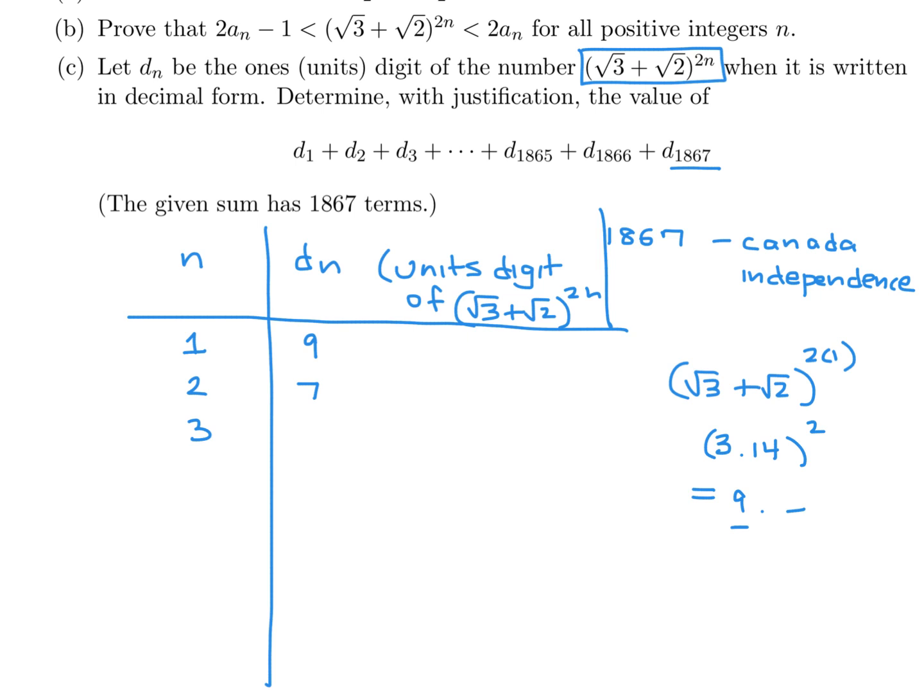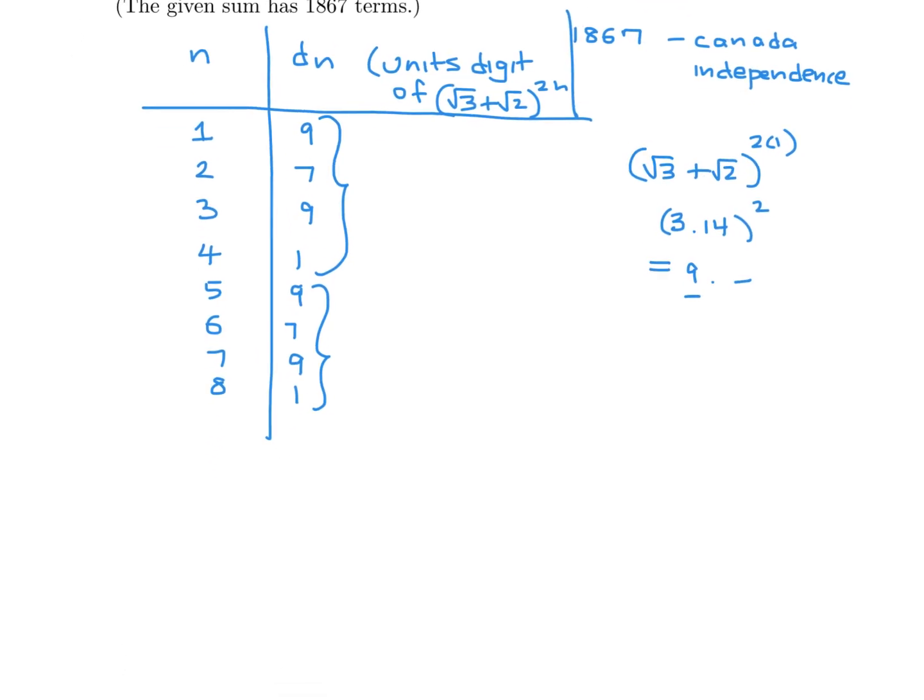Okay, so when n is 2, it's 7, and when it's 3, it's 9. When n is 4, it's 1. When 5, it's 9. When 6, it's 7. When it's 7, it's 9. And when it's 8, it's 1. So what you'll see is that there's a pattern here, 9791. And then we're going all the way down to 1867, right?